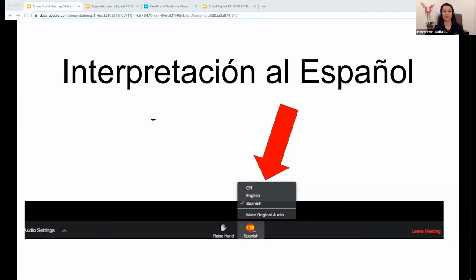Gracias. Are there any questions with regards to interpretation? If not, we will go ahead and put the instructions on the chat so that everybody can see them. And now I will ask the host to assign me as interpreter number 2, and we may begin. Thank you. Thank you so much for that. Now I will turn it over to Superintendent Maldonado to lead us all in the Pledge of Allegiance.